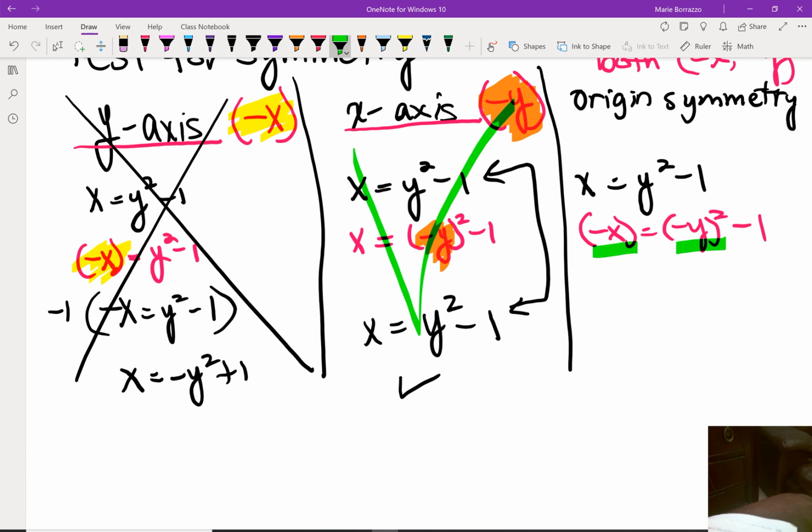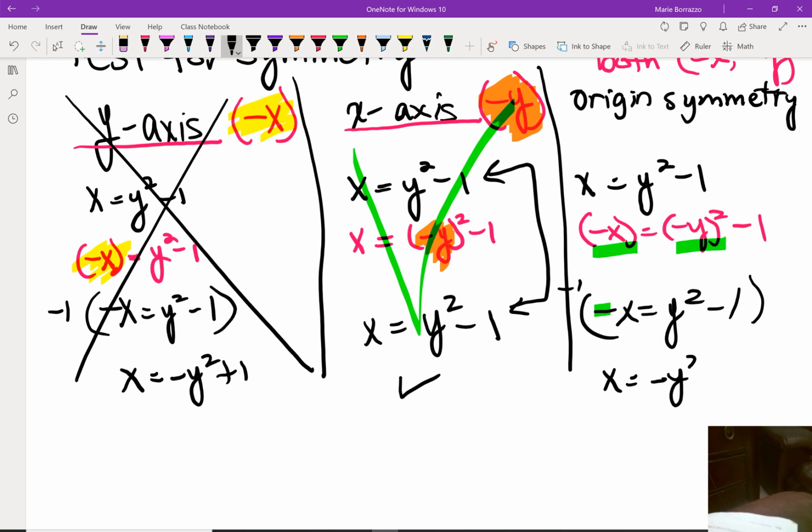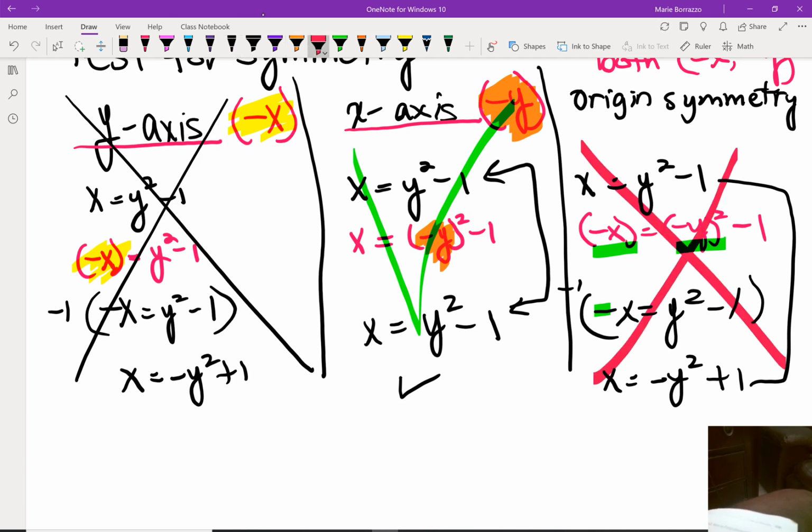Okay, now what happens in the second one is I end up with negative x is equal to y squared minus 1. Again, we don't like a negative variable leading, so we'll multiply by negative 1 to get x is equal to negative y squared plus 1. Not the same. So therefore, this also is a no, no origin symmetry. And that's a key to this particular example.